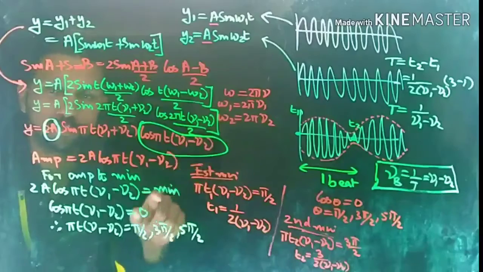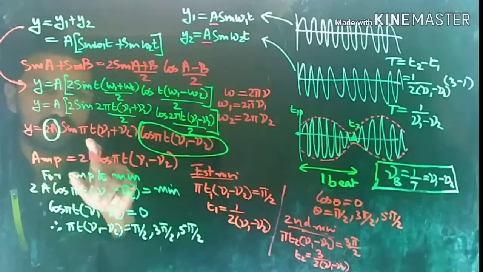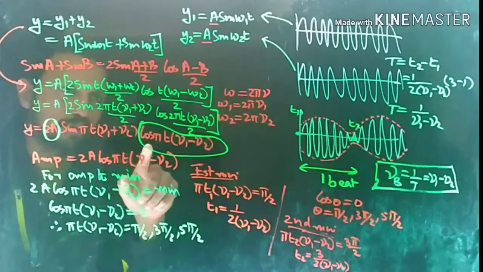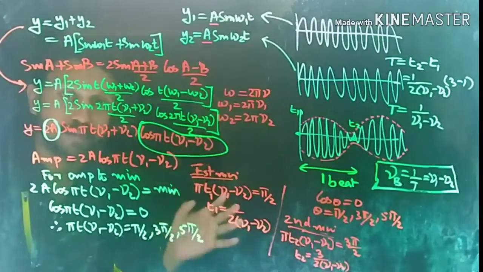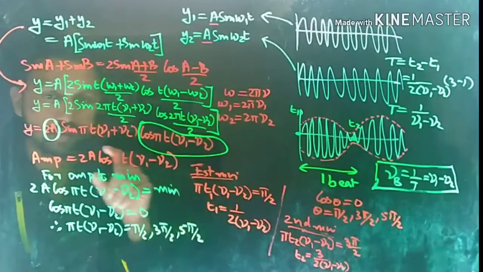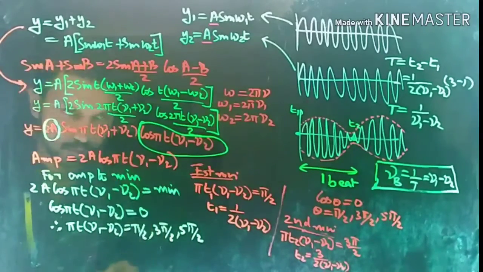This is the mathematical expression for beat. That is, y is equal to 2a sin pi t into nu 1 plus nu 2 cos pi t into nu 1 minus nu 2 is the mathematical expression for beat. And the amplitude of beat is 2a cos pi t into nu 1 minus nu 2. Hope you have understood this.